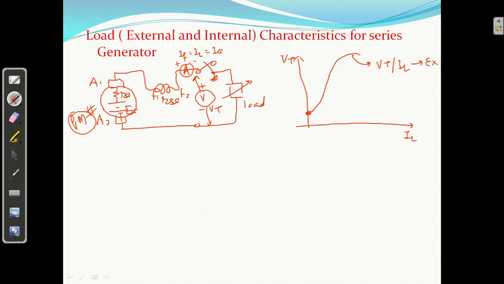And if you add IARA everywhere, like this, what will you get? EA will equal VT plus IL times RA plus RSC. IL and IA are both the same in the case of a series generator. You will get EA, so this characteristic you will get like this.